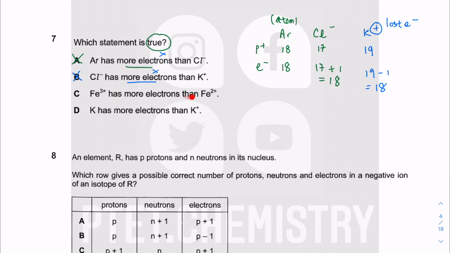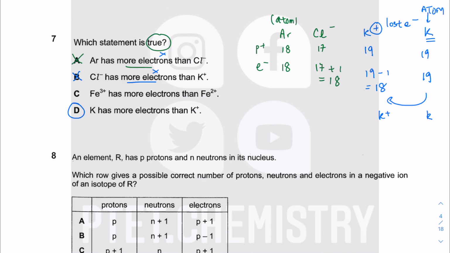Instead of going through something like this, which is tricky, I will go through K and K+. If I have K, this is an atom. So if I have 19 protons, I have 19 electrons. So K to K+: the potassium atom has more electrons than the potassium ion. So that is definitely correct. Even though this is option D, between C and D, I always go for the one that I can check, because I'm left with two options. Check something that you can check definitely, okay?